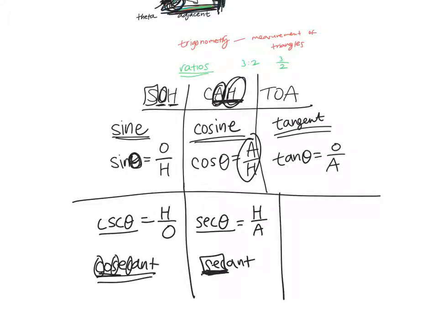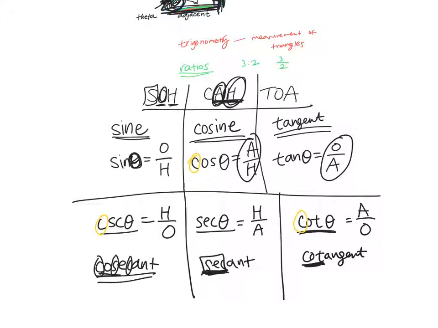And then for tangent theta, the reciprocal of opposite over adjacent is cotangent theta. Cotangent, and these are the first three letters that are the abbreviation for cotangent. Note that there are three trig functions that start with the letter C, so you want to be careful that you don't get them mixed up.